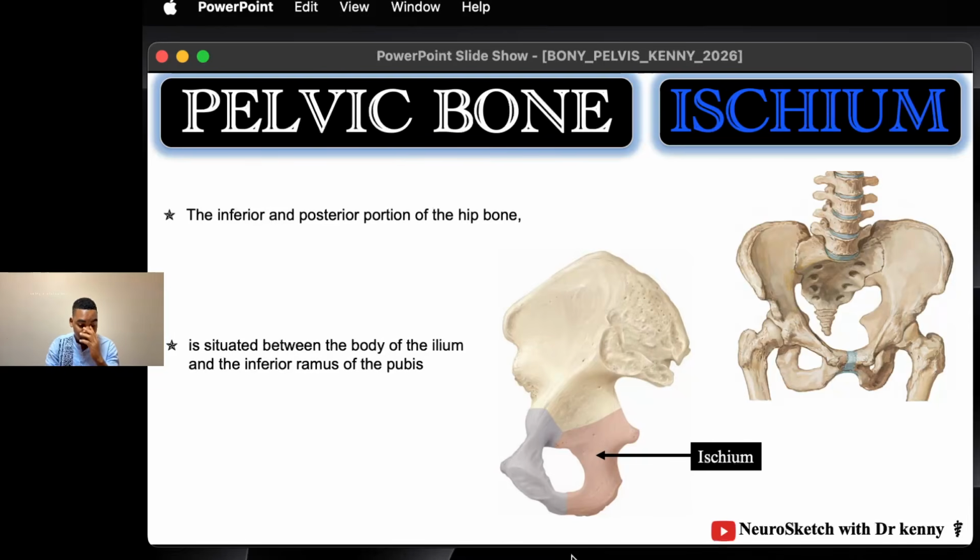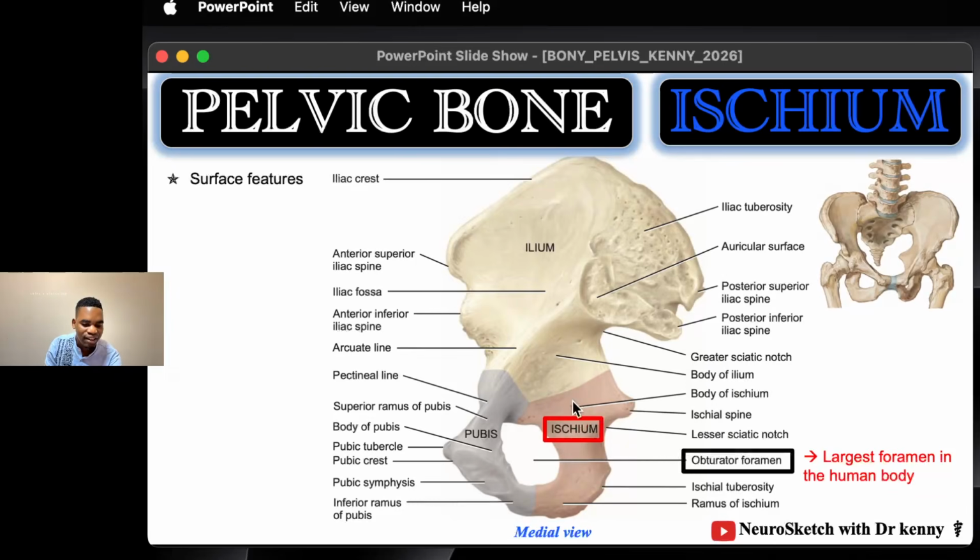The ischium forms the posterior inferior part of the pelvic bone, and it's connected to the pubis and also to the ilium. The pubis is connected by way of, we're going to see a little bit here. So one more time, this is the ischium. And what are the major parts of the ischium?